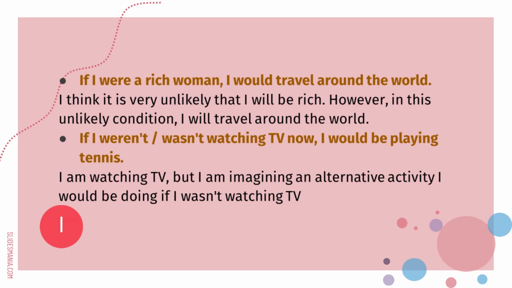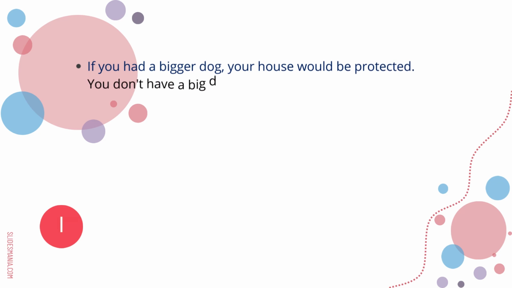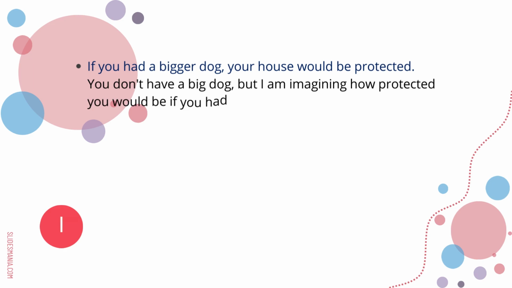Number two: if I wasn't watching TV now, I would be playing tennis. I am watching TV, but I am imagining an alternative activity that I would be doing if I wasn't watching TV. If you had a bigger dog, your house would be protected. You don't have a big dog, but I am imagining how protected you would be if you had one.